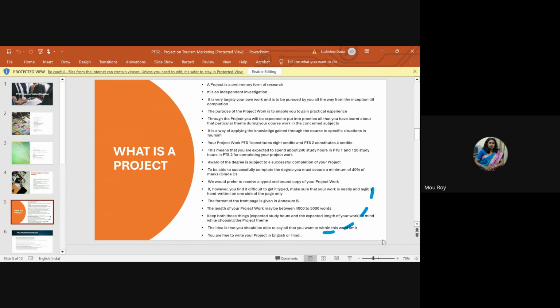Keep both these things, expected study hours and the expected length of your work, in mind while choosing the project. That is very important. The idea is that you should be able to say all that you want to within this word limit. Okay, so please stick to your word limits. It should not exceed 5,000 words. Okay, and you have to write the project in English.